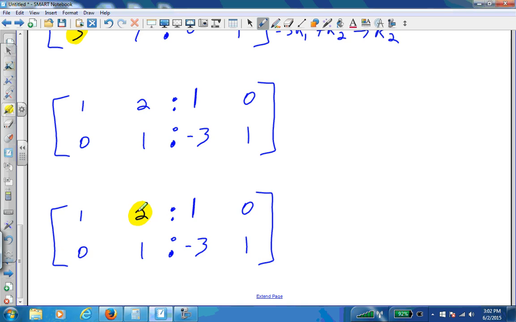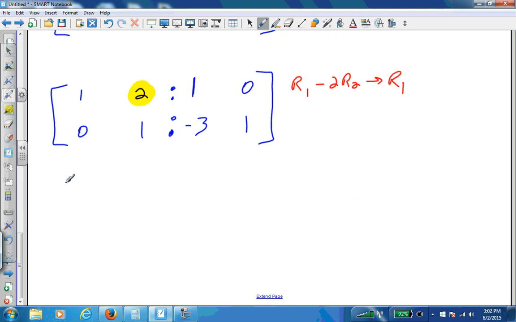Now we need to put it in reduced row echelon so that we have an identity on the left. So we need a 0 there. To get a 0 here, we need to take that row minus 2 times row 2. Notice if we do -2 times this, that'll make -2 so that will cancel out. So the bottom row is staying.